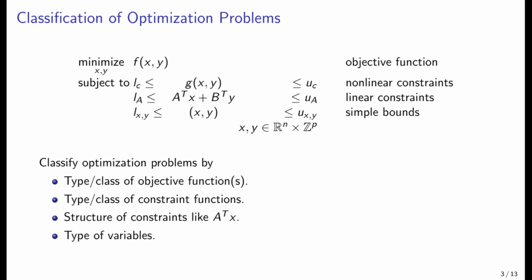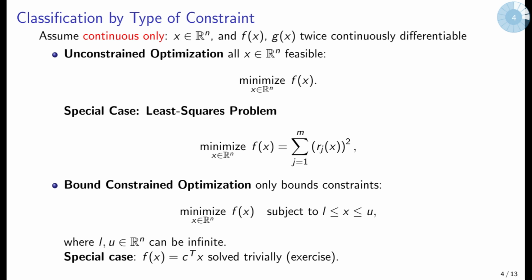And to classify optimization problems, we typically look at the class of objective function, the class of constraints, and maybe the structure of constraints and type of variables. Okay, so the easiest problem in many ways is unconstrained optimization problems. So I'm looking now at problems that only have continuous variables. So that's one classification. I'm just looking at continuous variables. And unconstrained optimization is the easiest case. I'm just minimizing a function f over the whole set Rn.